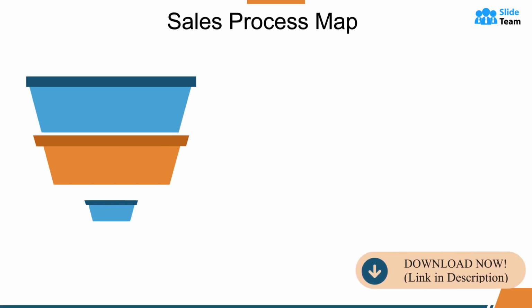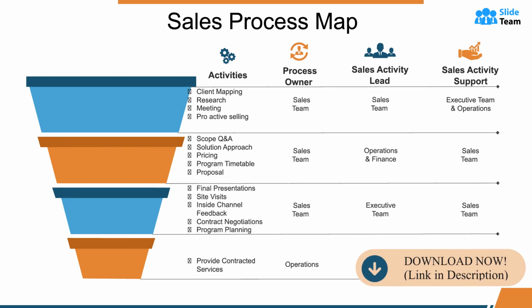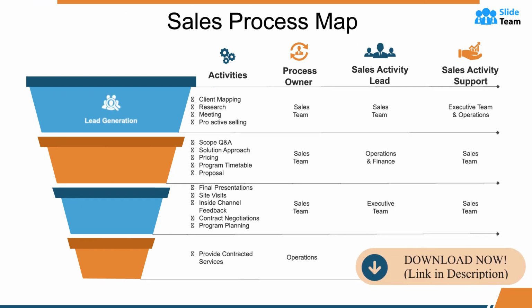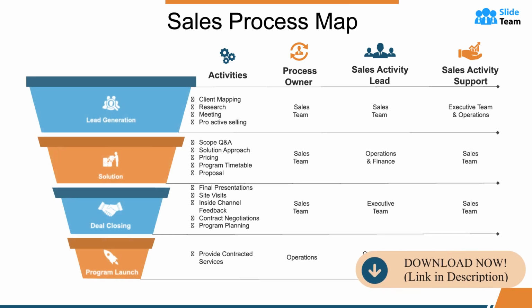Use this PPT presentation to simplify the sales process map by breaking it down into 4 stages: lead generation, solution, deal closing, and program launch. The clutter-free layout offers a comprehensive overview of the sales process.